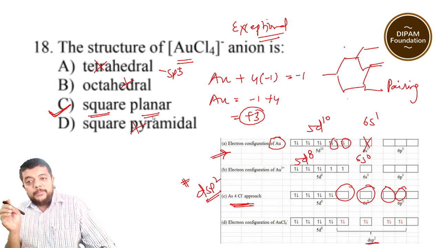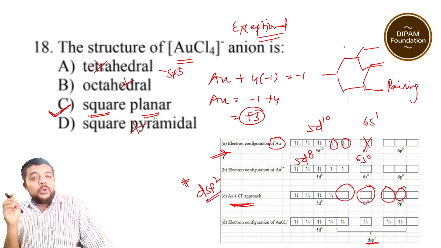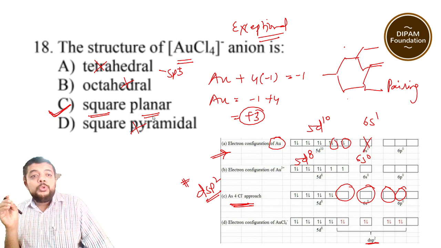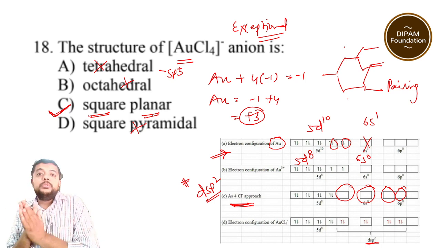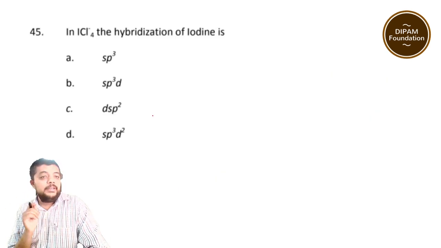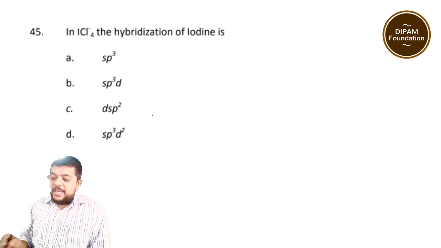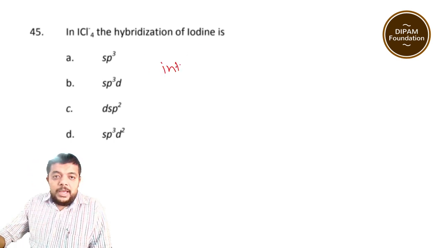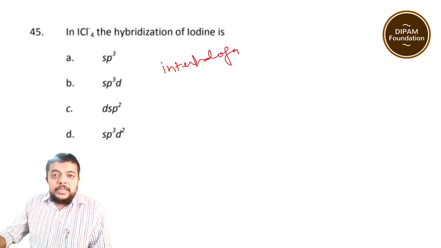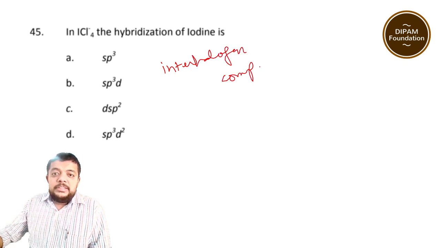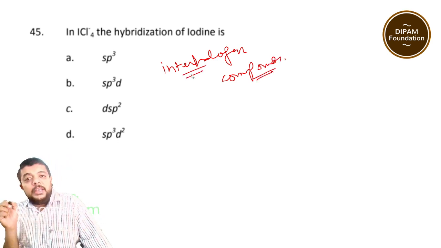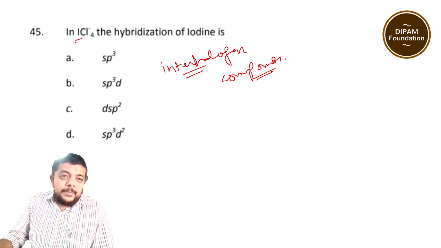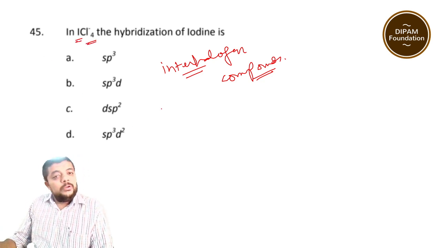So this is the way that sometimes the core theory does not work. You should know a few exceptional cases, and these kinds of exceptional cases can fetch you a very good score when it comes to competitive exams. ICl4 minus, the hybridization of iodine. I have already mentioned in the first lecture that these are known as interhalogen compounds, where the cation is of the larger size halogen and the anion is of the smaller size halogen.